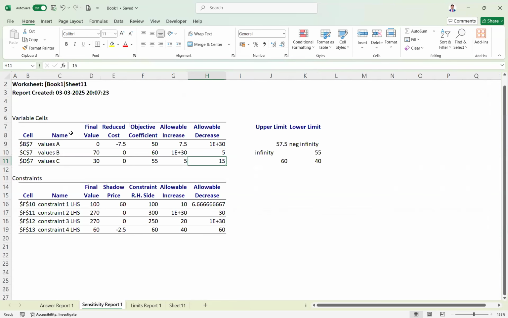So we get three reports: Answer, Sensitivity, Limits. We are not concerned with Answer, we are not concerned with Limits. So we are concerned with the Sensitivity report. In the Sensitivity report, we have two tables. In the upper table, what we are looking at is when coefficients are changed, either increased or decreased.